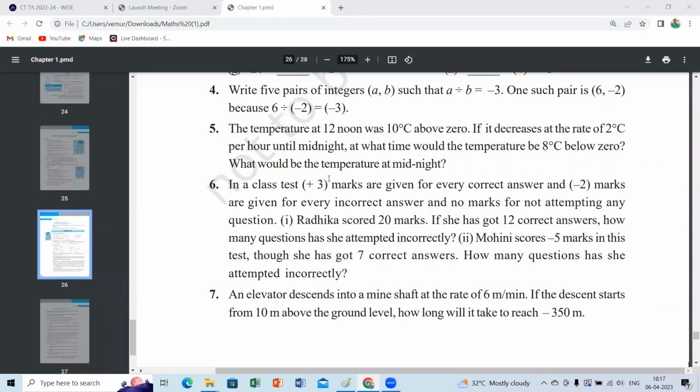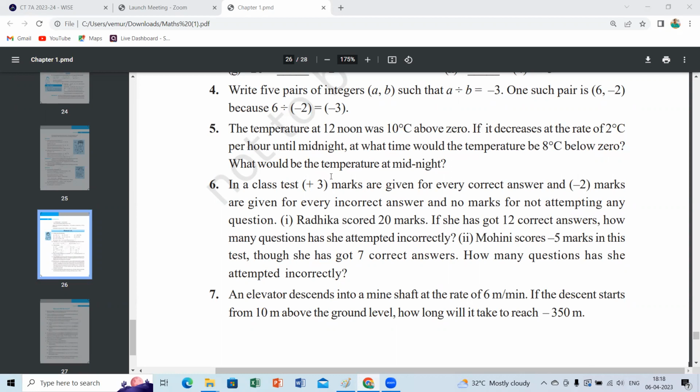Ma'am, here it is written: the temperature at 12 noon was 10 degrees Celsius above zero. If it decreases at the rate of 2 degrees Celsius per hour until midnight, at what time would the temperature be 8 degrees Celsius below zero? What would be the temperature at midnight?